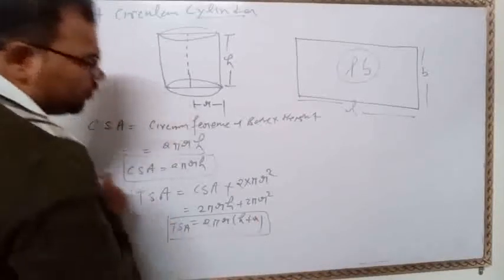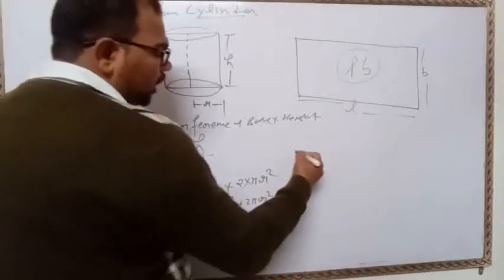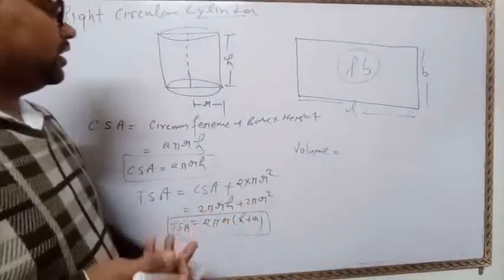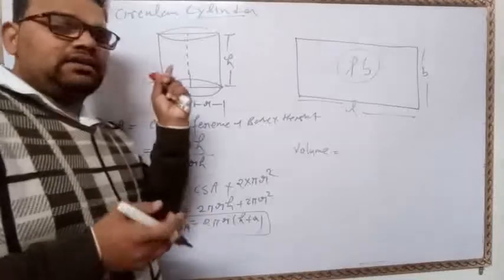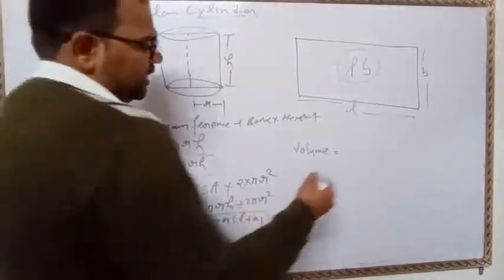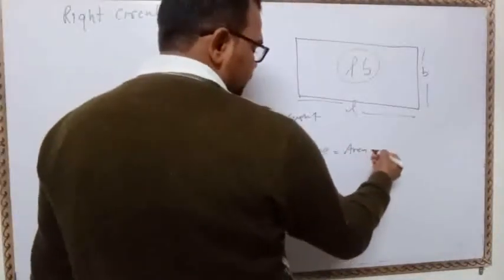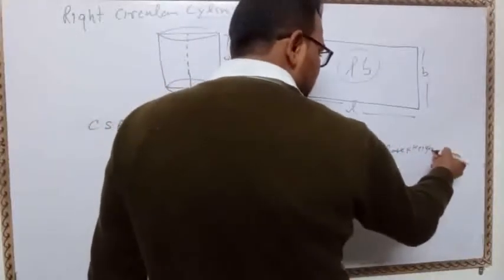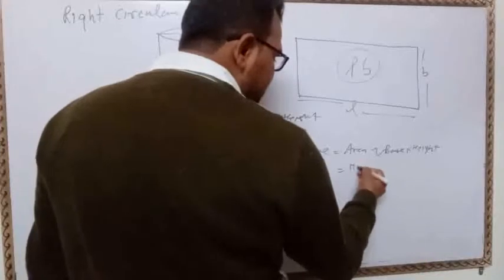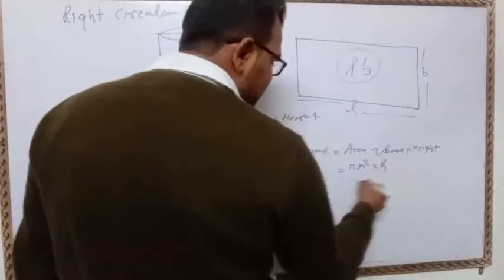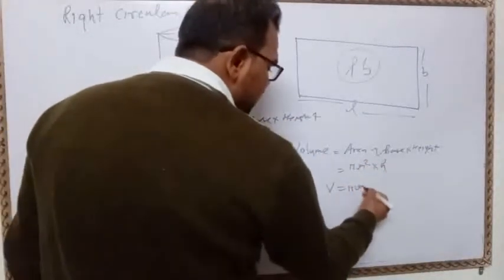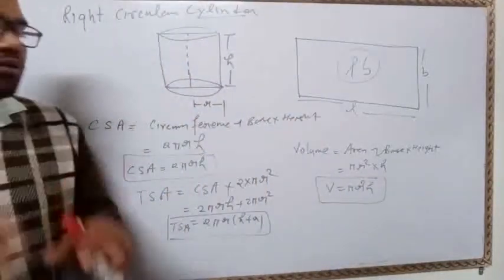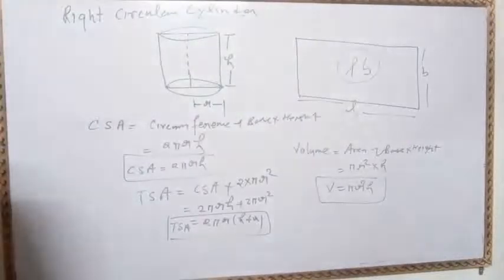Then after that we will study the next formula, volume. Volume of a solid means area of base into height. So what is the area of base? Pi r square. Height is h. So volume is pi r square h. Please note down, all of you. Note down and learn these formulas.